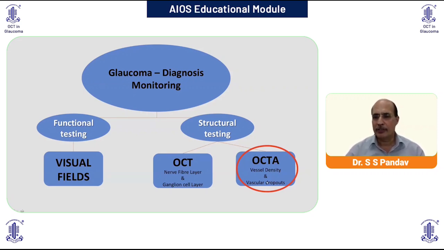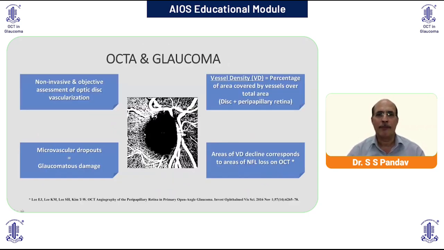This can give us the vasculature of the optic nerve head area and in the peripheral area. That is another tool that we have now for structural testing, basically focusing on the blood vessels or the vascular supply. So in OCTA and glaucoma, as we know, this is a non-invasive, objective way of assessing the vasculature around the optic nerve head.